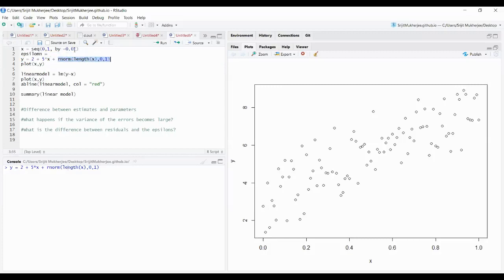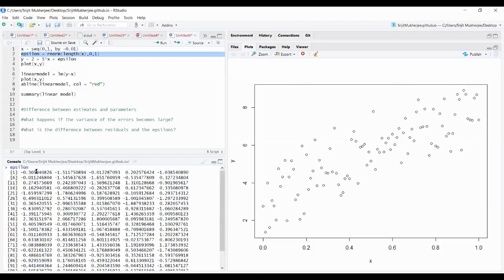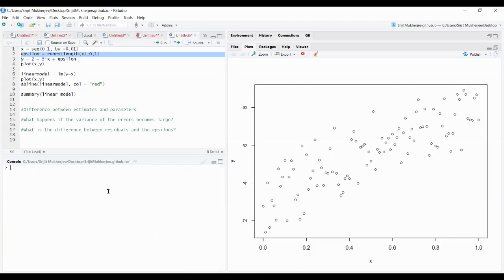normal. Observe that we are selecting the length, the number of x's, that many epsilon i's, and we are selecting normal 0, 1, okay. And we are correspondingly adding epsilon to this x. Let's simulate epsilon i. Oops, I have spelled it wrong. Okay, let's try to see what epsilon looks like. It looks like this, right? So it's a sequence of normal epsilons. Let's not go into how it looks, whether it's normal or not. It will obviously be normal.